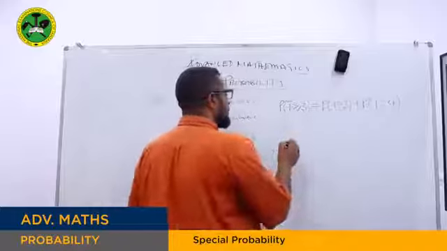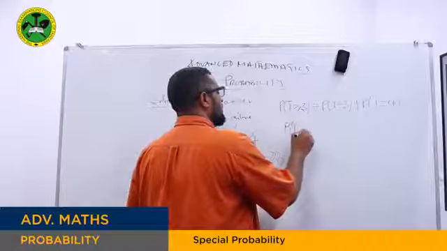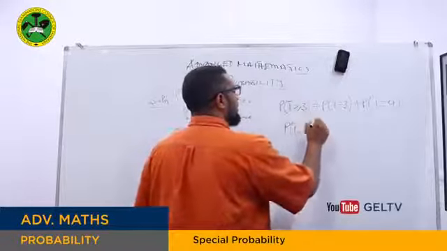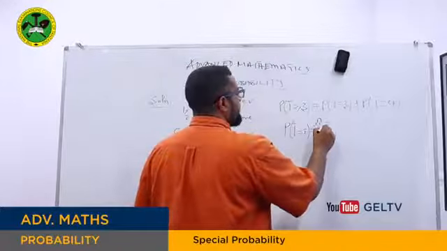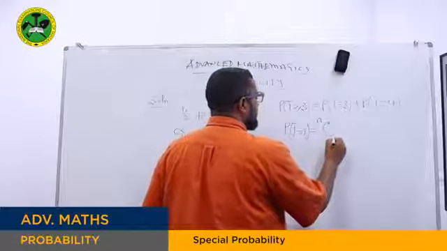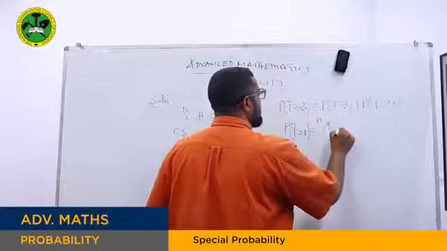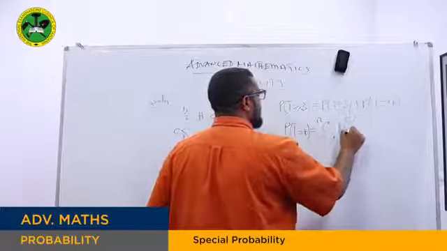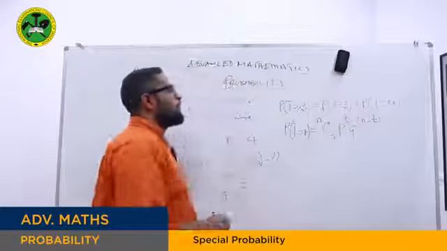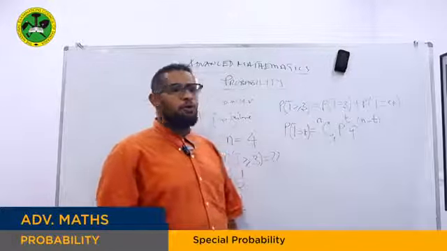Now the formula: the probability of tail equal to t, we are given the number of trials n. Now instead of using x, we are going to use t. Let's use small t to avoid the confusion. Then p raised to t and q raised to n minus t. That is the formula for finding probability under binomial distribution.